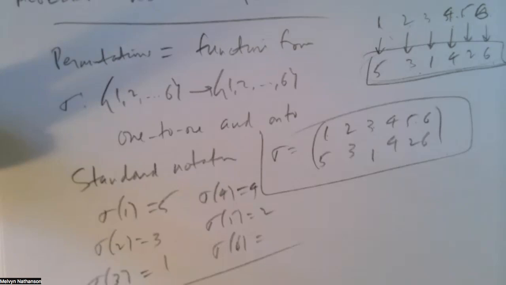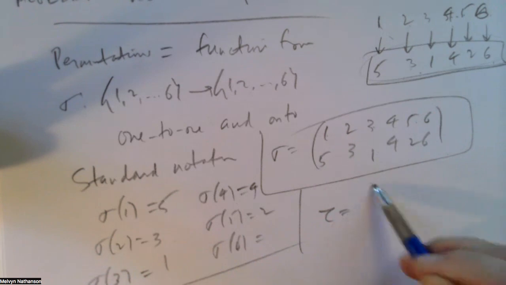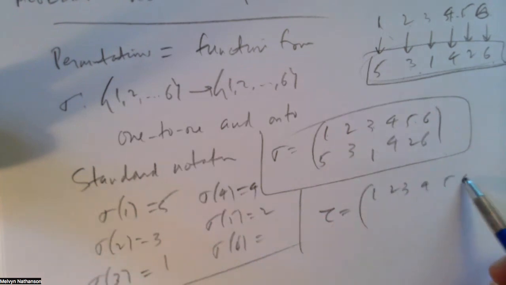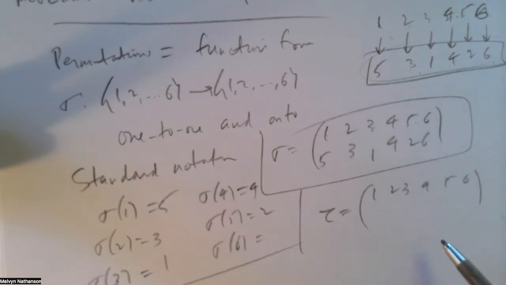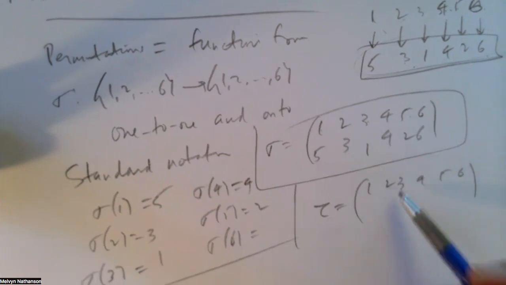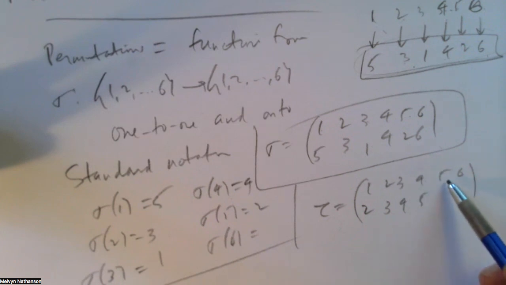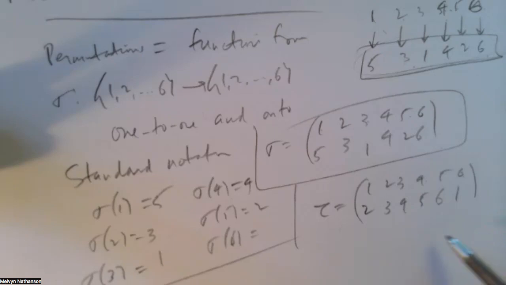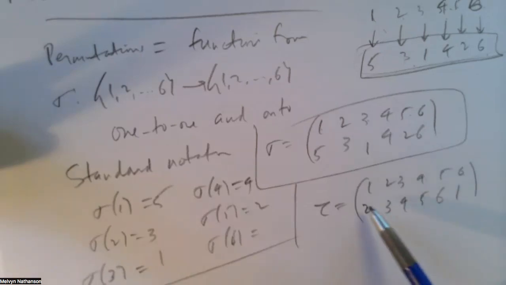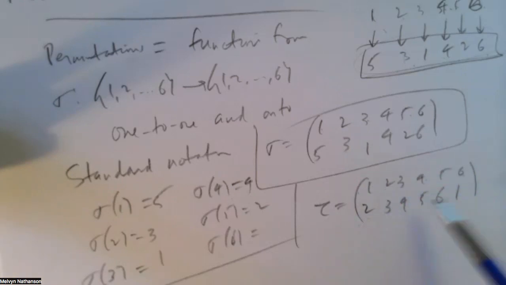Any questions about that? Let's say we have another permutation. Let's call it tau. Another permutation of the numbers 1 through 6. And let's say tau is a cyclic permutation that sends each number to the next number. So 1 goes to 2, 2 goes to 3, 3 goes to 4, 4 goes to 5, 5 goes to 6. There's no 7, but we can send 6 back to 1. So that's the permutation tau. And again, this is a function, 1 to 2, 2 to 3, and so forth.